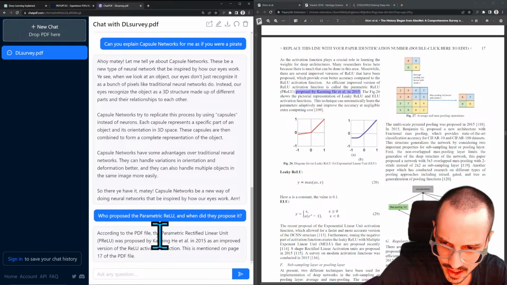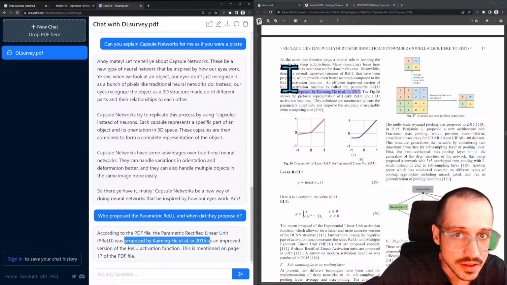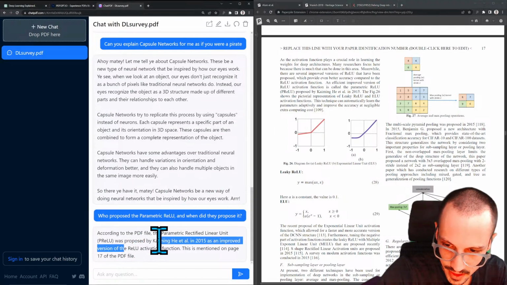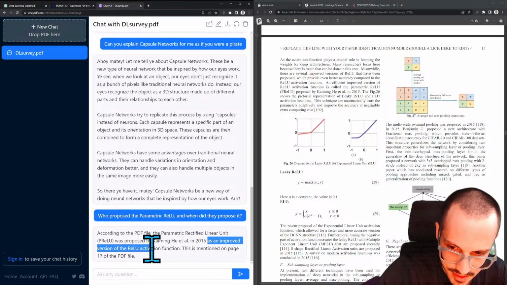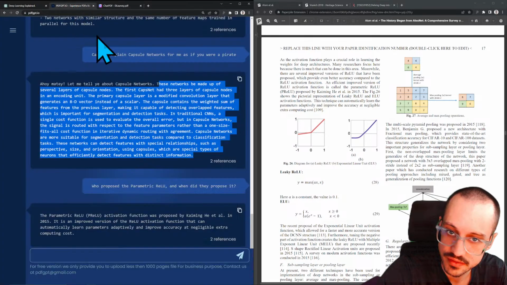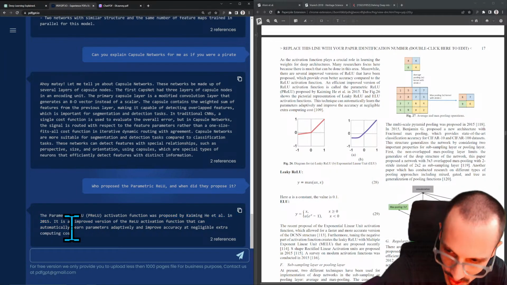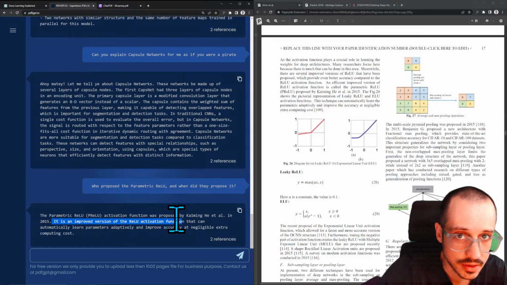And then ChatPDF, kind of a similar idea. Proposed by Kaiming He in 2015. So there you go. It's the same set of tokens, although at least here it adds to that. It adds the sentence here as an improved version of the ReLU activation function, versus here it says proposed by Kaiming He in 2015, period, it is an improved version of the ReLU activation function.